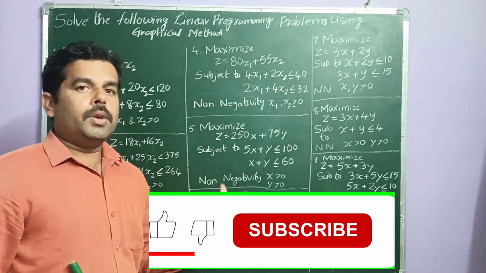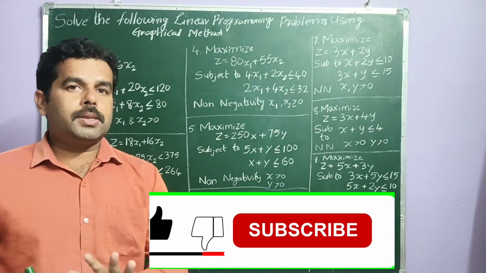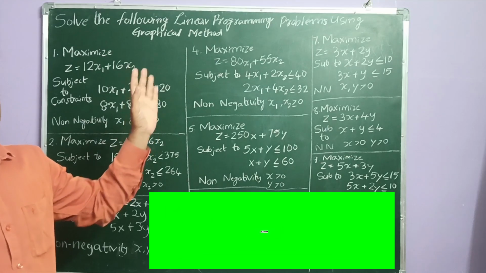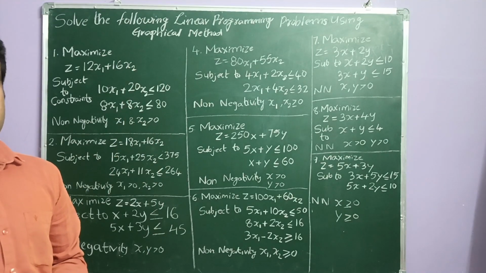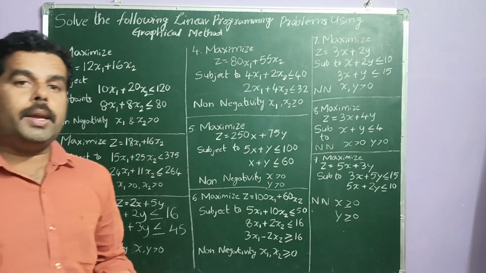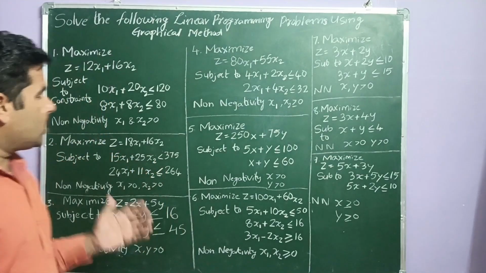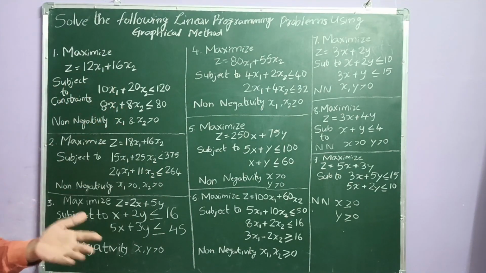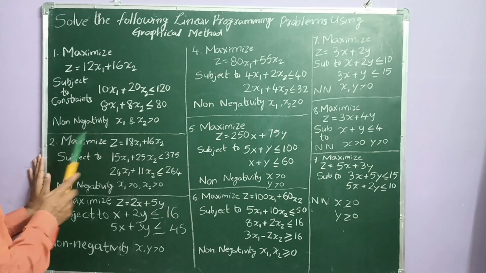After completion of the graph, we are going to get the corner points. Those corner points should be kept in step number 3, that is the computation of the objective function. In the objective function, we are going to know the maximum value. This problem we solved already and it is there on our YouTube channel. So here you observe carefully.